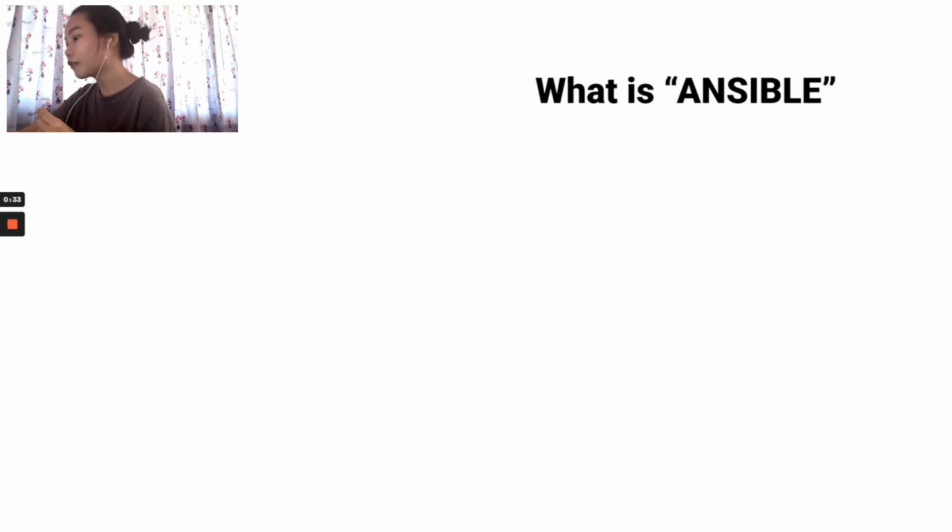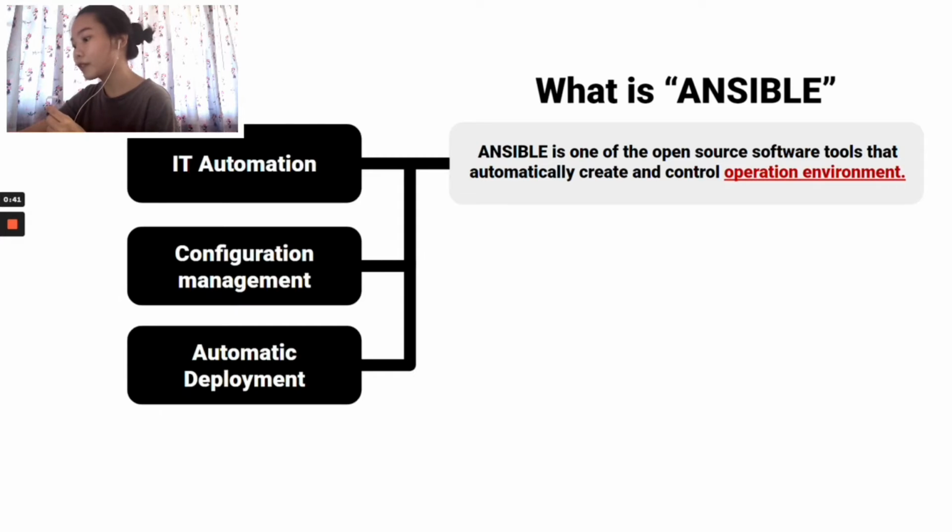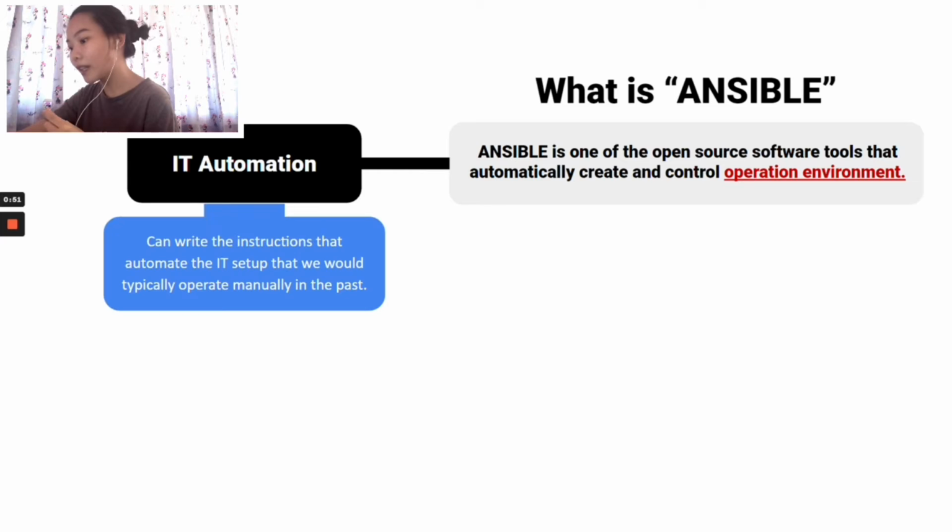Ansible is one of the open source software tools that automatically create and control operating environments. The operating environment involves three areas, which are IT automation, configuration management, and automatic deployment. For IT automation, we can write instructions that automate the IT setup that we would typically operate manually in the past. Next is configuration management.